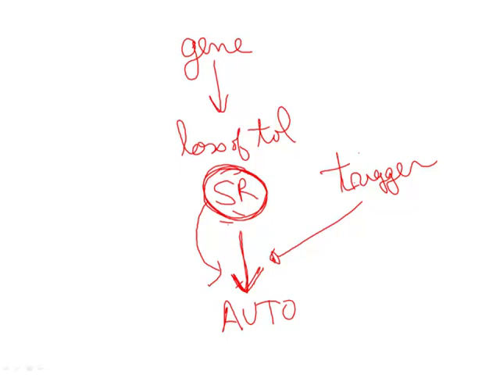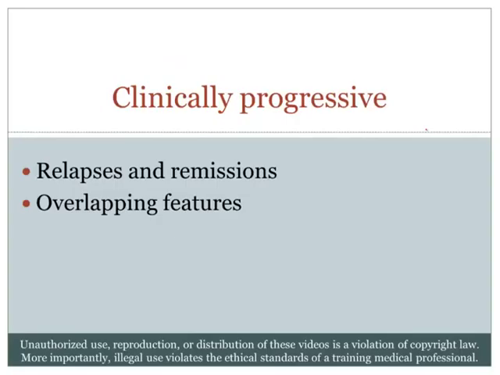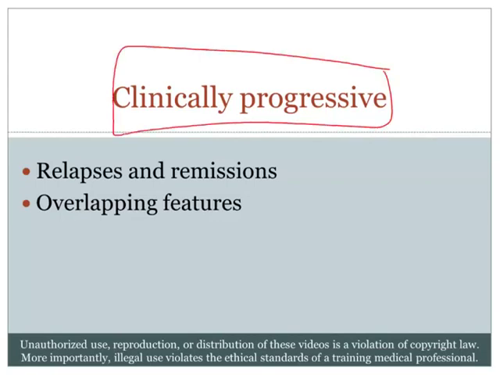The final point that I would like to make here is that it's very important to recognize that triggers are essential. For example, when patients have genetic susceptibility, let's say that the patients have HLA-B27, that does not mean that the patient is automatically going to develop autoimmunity. In fact, most patients with HLA-B27 actually never develop autoimmune disorders. So again, that just highlights the importance of the role of this trigger. The final point that I would like to make is that these disorders, i.e. autoimmune disorders, are generally clinically progressive.